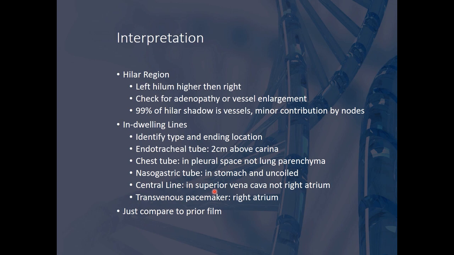Looking for different lines that are indwelling. As we look at these, how to differentiate them is by usually their endpoint. Sometimes the thickness of the line. So you have endotracheal tubes, chest tubes, nasogastric tubes, central lines, pacemakers. And then in the end, we want to compare to any other film, similar to with the feet, EKGs.